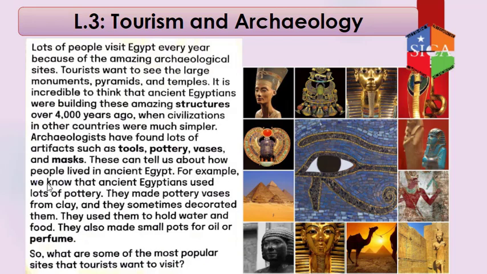For example, we know that ancient Egyptians used lots of pottery. They made pottery vases from clay, and they sometimes decorated them. They used them to hold water and food. They also made small pots for oil and perfume. So, what are some of the most popular sites that tourists want to visit? Now we are going to know what are the places that attract tourists to Egypt.